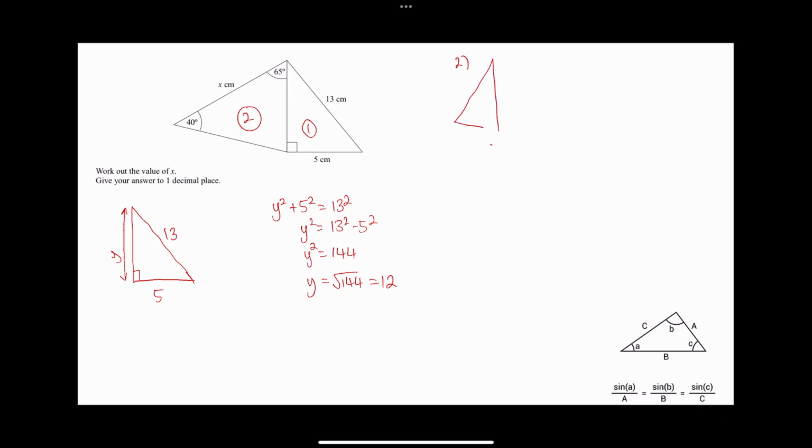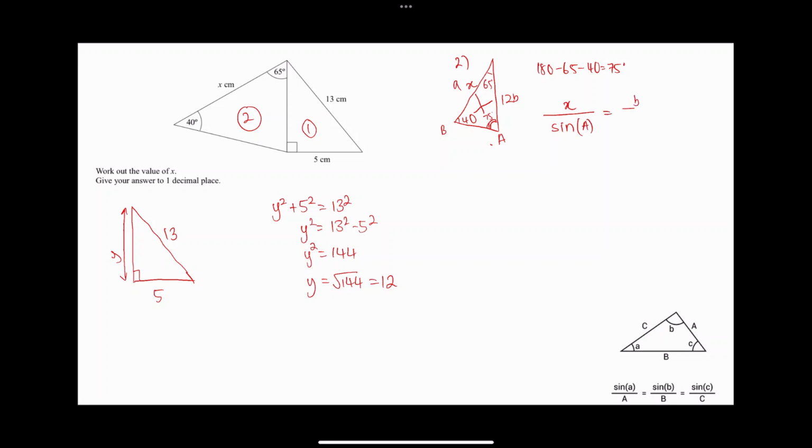It's a right angle triangle, so we can work out the y side using Pythagoras theorem. We then find that y is equal to 12 centimeters, which we can use for triangle 2. Once you redraw triangle 2, you can see it has 2 angles and 2 sides, so we can easily use the sine formula to work out the value of side x. We can work out the third angle just by knowing that angles in a triangle add up to 180 degrees.